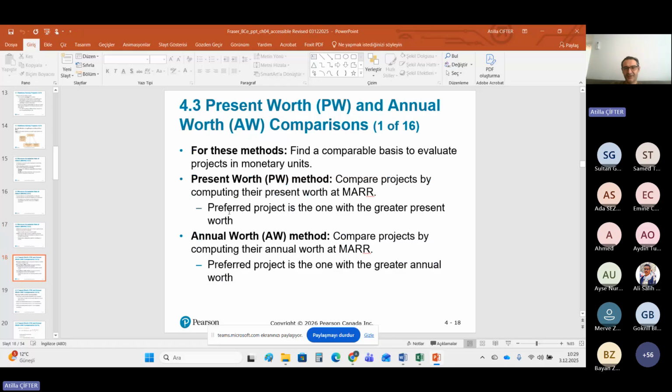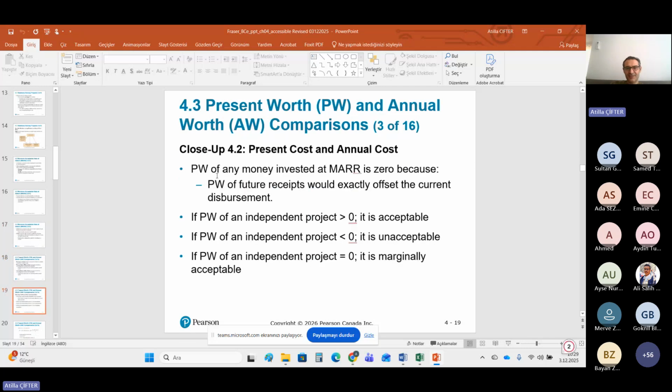For instance, we try to compare projects by computing their present worth at this MARR, or annual worth. We compare projects by computing their annual worth at MARR. Again, we try to select the project that has the greatest present worth. You can remember this from time value of money with the same approach. If the present worth of an independent project is bigger than zero, it means that it has a positive return, so it's acceptable. If it is less than zero, then it's unacceptable. If it is equal to zero, then it's marginally acceptable because at least we don't have a loss.